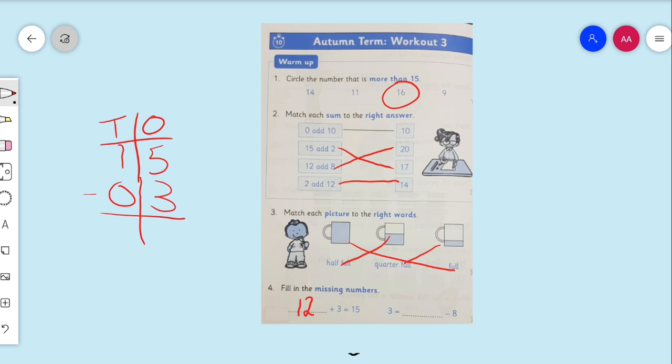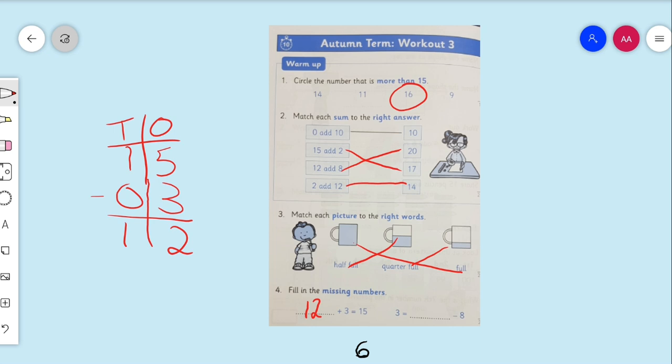So now we get 5 take away 3. So 5 in our mind and take away 3. 5, 4, 3, 2. So there's 2 here, and then 1 take away 0 is 1 because it stays the same. So our answer is 12, and both ways.